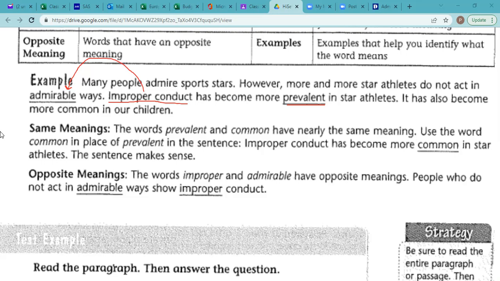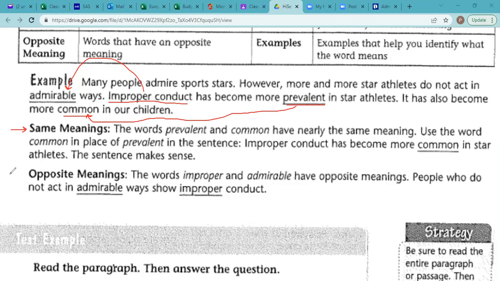So let's take a look down here at what it says about same meanings. The word prevalent and common have nearly the same meaning. So there you go. They're repeating another example for prevalent down here in the very next sentence. All right. So use the word common in place of prevalent in the sentence, and let's see if it works. Improper conduct has become more common in star athletes. So now that makes sense, right?